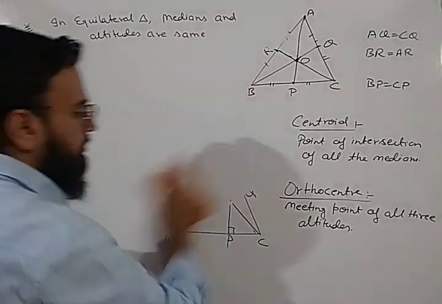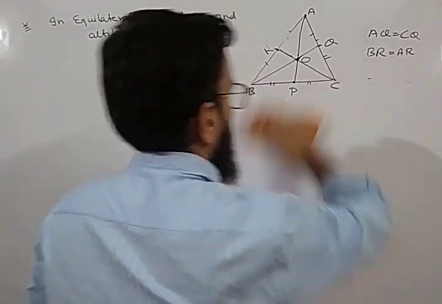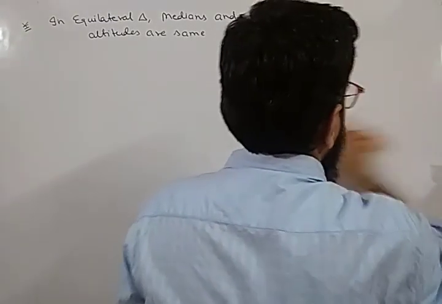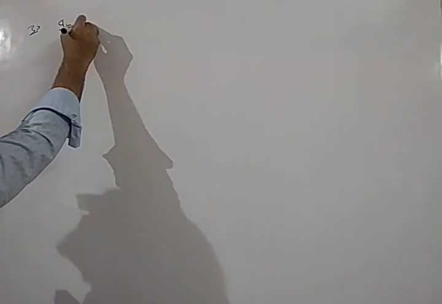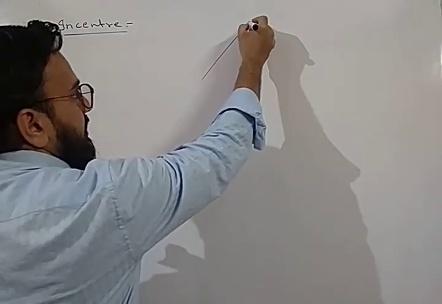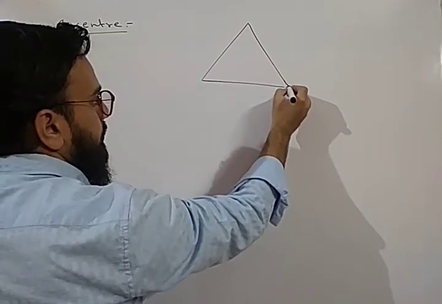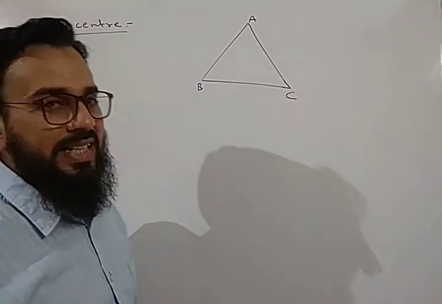Now coming to the next term, you have to learn all these definitions and all these terms so that you can solve your questions easily. Now the next term is in-center. So what is in-center of a triangle? Suppose we are given this triangle A, B and C. So what is in-center?